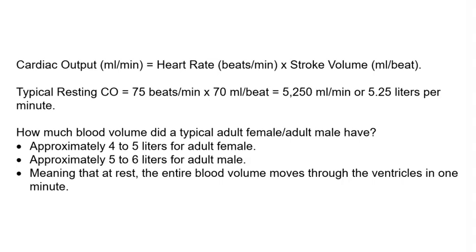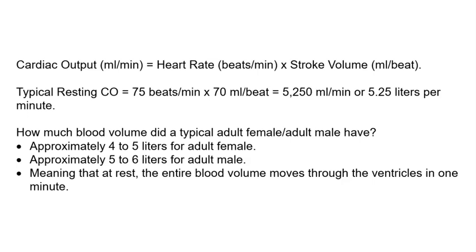So now that we know how to compute stroke volume, we can examine the equation for cardiac output. Cardiac output in milliliters per minute is equal to heart rate in beats per minute multiplied by the stroke volume in milliliters per beat. Since beats is in the numerator of the heart rate and the denominator of stroke volume as the units, the unit of beats will cancel out, leaving us with units of milliliters per minute for cardiac output. Taking the resting heart rate of 75 beats per minute and multiplying that by 70 milliliters per beat for the resting stroke volume, we obtain 5,250 milliliters per minute, or 5.25 liters per minute for cardiac output.